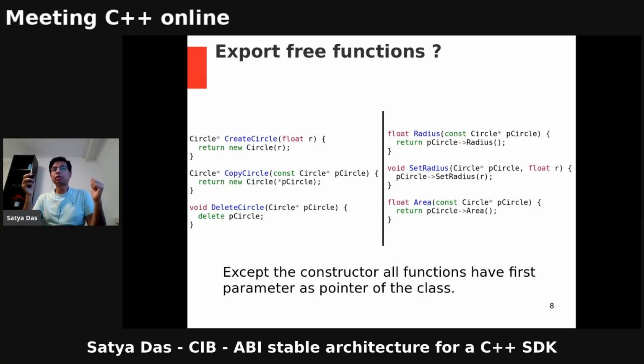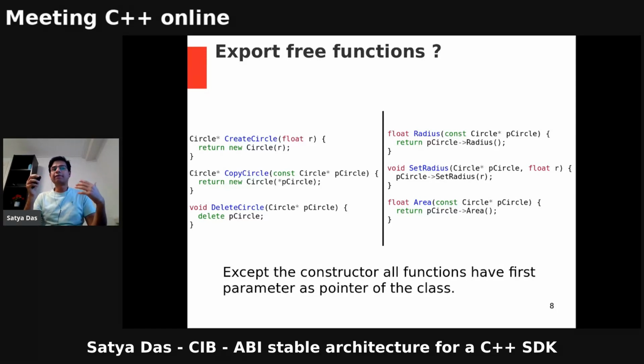So corresponding to all those methods of the class, we can create free C-style functions in such a way that the first parameter of all these functions will take a pointer of circle, and the implementation of these functions will just be to delegate to the method of the object that it receives as the first parameter, except the constructor, which will only return a pointer of circle. It will not take the pointer of the circle class.